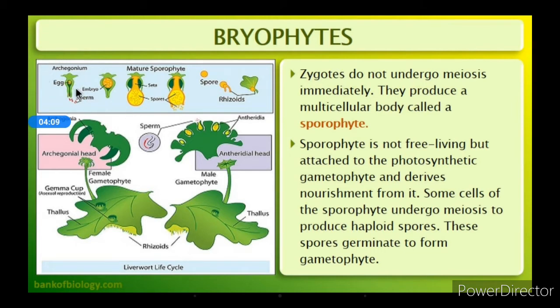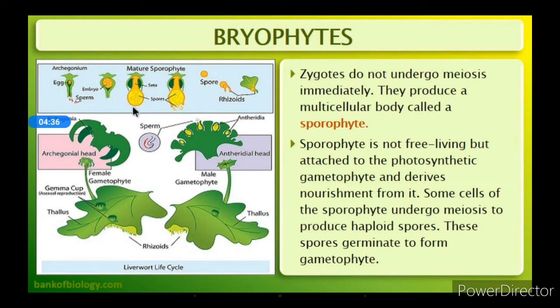Directly from there, it will not develop into a new plant. The zygote will form after fusion of male and female gametes. After formation of the zygote, it will not directly undergo cell division or meiosis. It produces a multicellular body or structure which is known as the sporophyte.